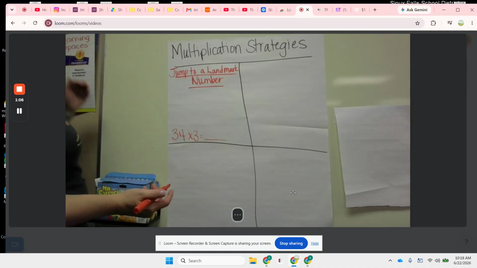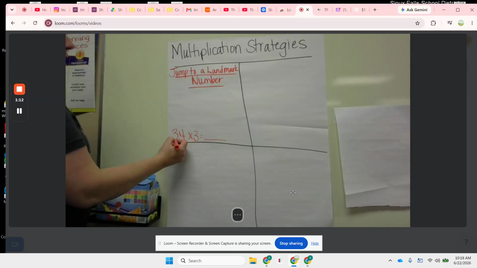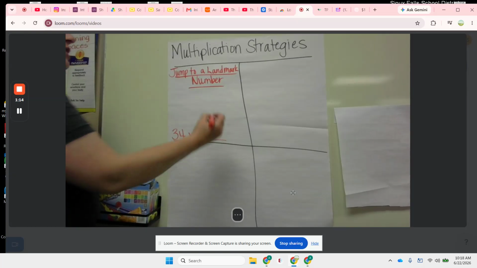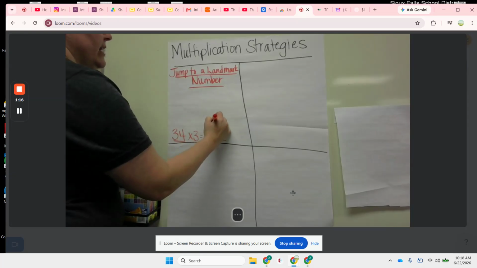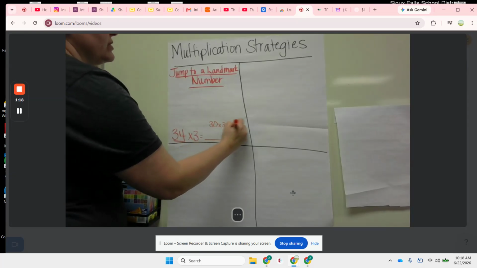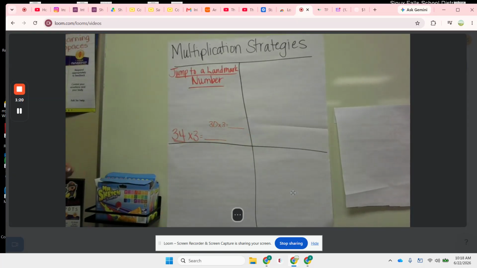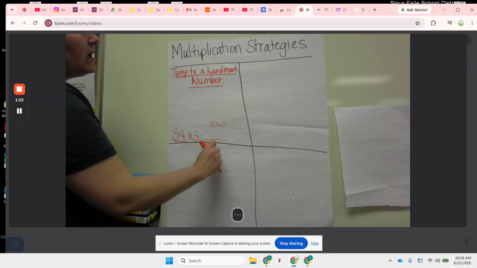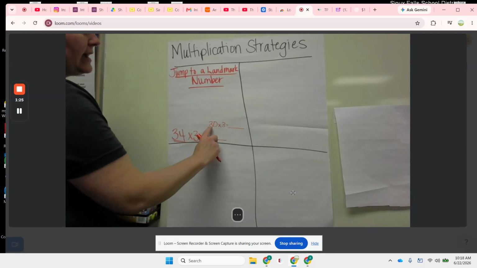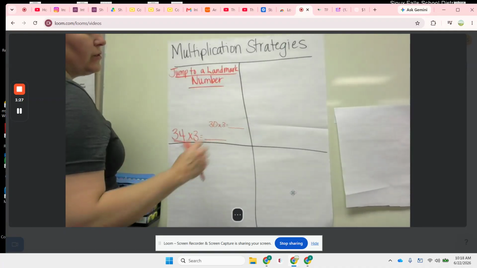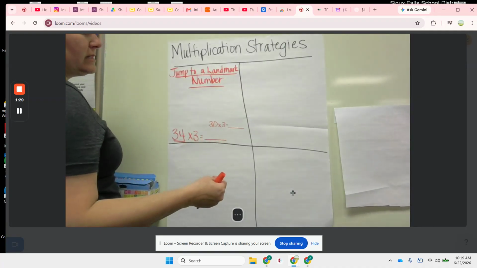So if they're going to jump to a landmark number with this larger number, not a mental math fact, especially for fourth graders who are new to larger numbers like this, then we talk about how a number that's close to 34 is, could we start at 30 times 3? A lot of my students will understand that if I know 3 times 3, I know 30 times 3, because that is a concept we have practiced.